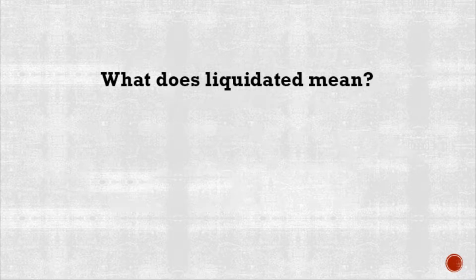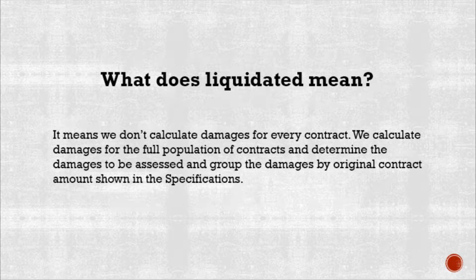What does liquidated mean? It means we don't calculate damages for every contract. We calculate damages for the full population of contracts and determine the damages to be assessed, then group the damages by original contract amount shown in the specifications.